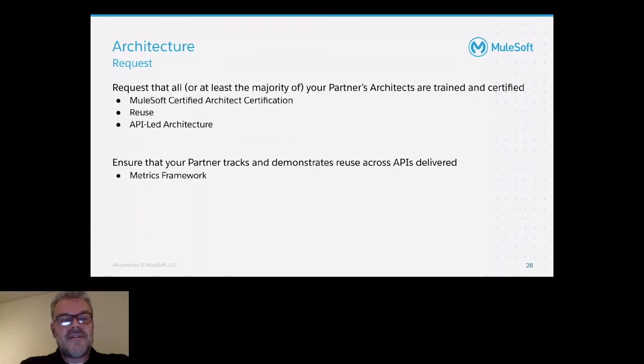And second, you need to ensure that the partner tracks and demonstrates reuse across all the APIs that are delivered. So for that, we can use the metrics framework that I discussed earlier, and it should be part of the KPIs that you present back to the customer to show how efficient and how well you're doing.